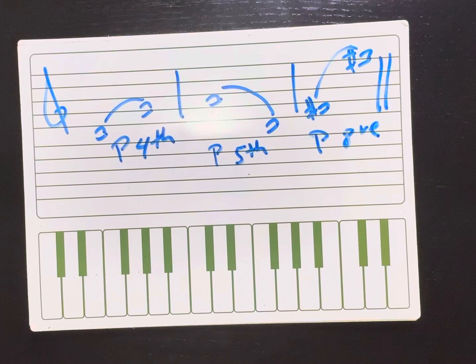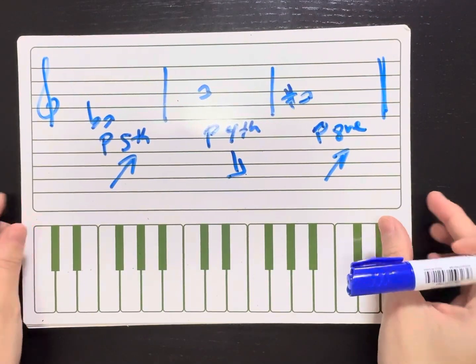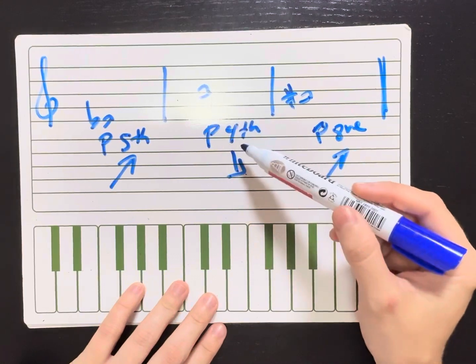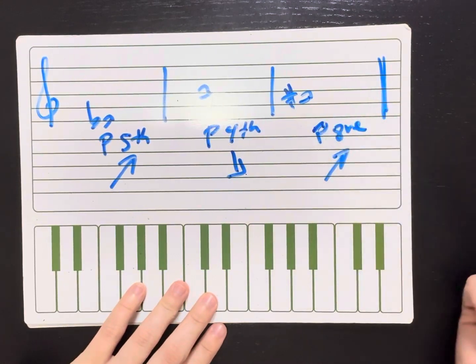Now it's your turn. What is a perfect fifth above E flat? What is a perfect fourth below B? What's a perfect octave above A sharp?